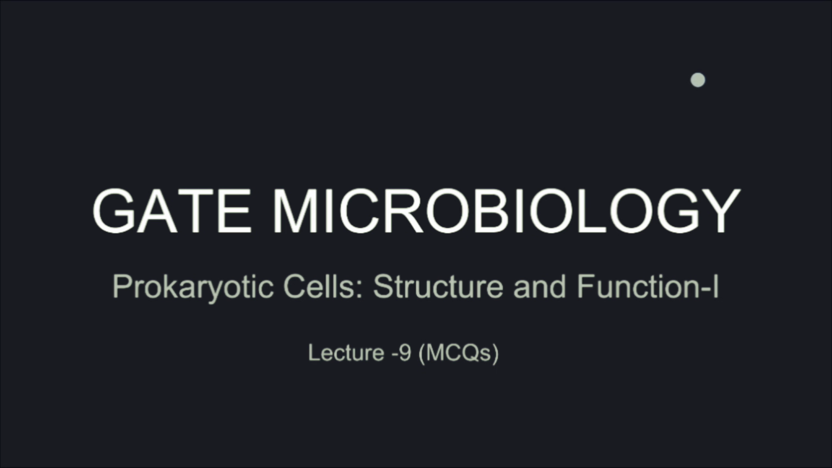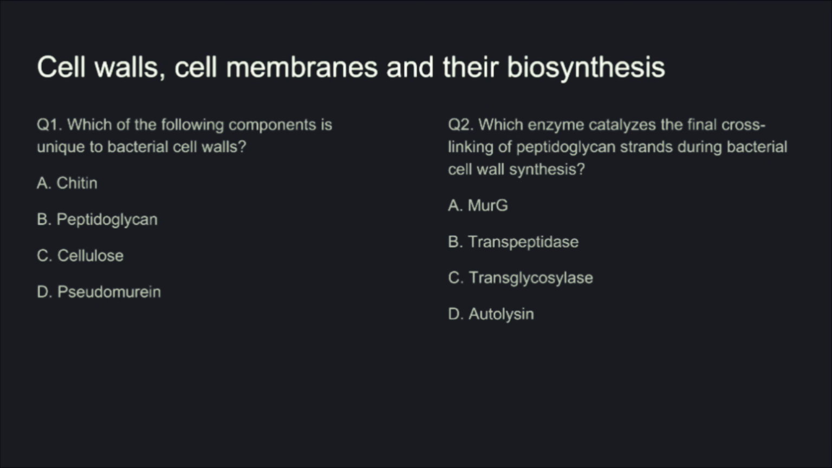Now let's go ahead. So the first topic which we are going to cover today is cell wall, cell membrane and their biosynthesis. The first question for this is, which of the following components is unique to bacterial cell walls? Options are A. Chitin, B. Peptidoglycan, C. Cellulose and D. Pseudomurein. Correct answer for this question is option B, peptidoglycan. So what is peptidoglycan? It's murein, a polymer of NAG and NAM cross-linked by peptides, and it is unique to bacteria and absent in archaea and eukaryotes. Clear? Now let's go to question number 2.